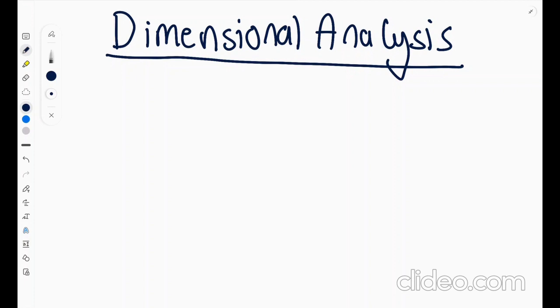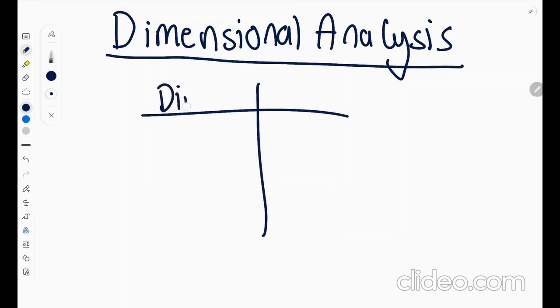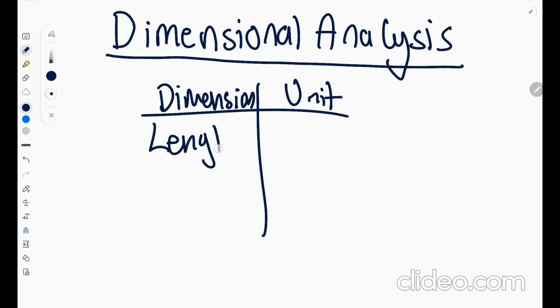A dimension represents a fundamental physical quantity, such as length, mass, time, or temperature. On the other hand, a unit is a standardized way to express that dimension. Let's consider some dimensions and their units. An example of a dimension is length. The unit most commonly used to measure length is the meter.